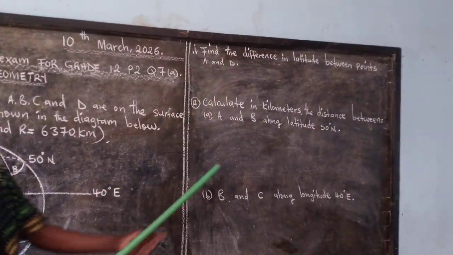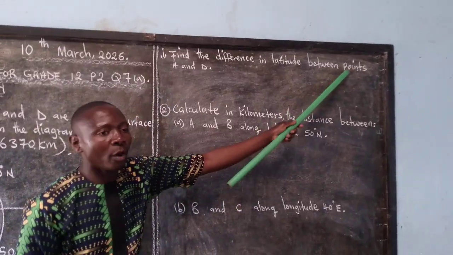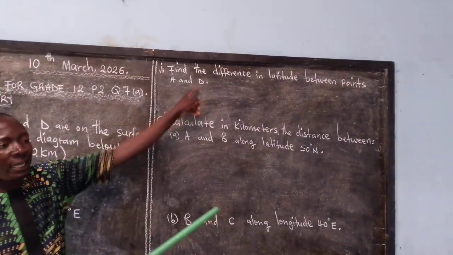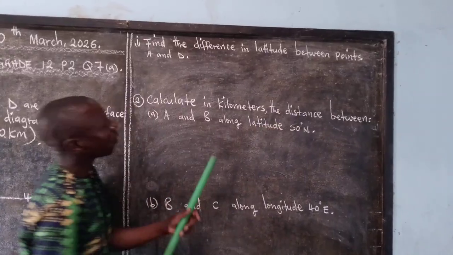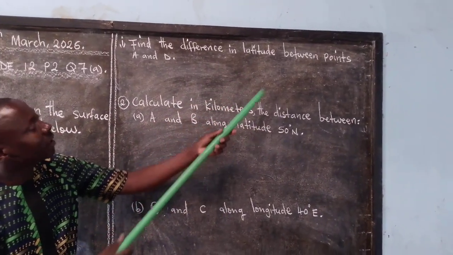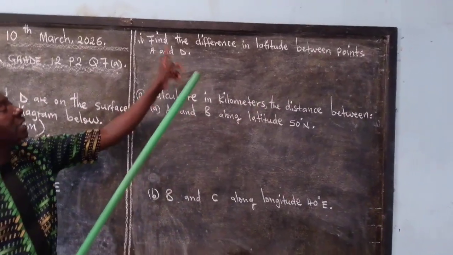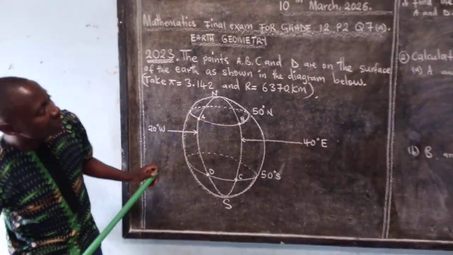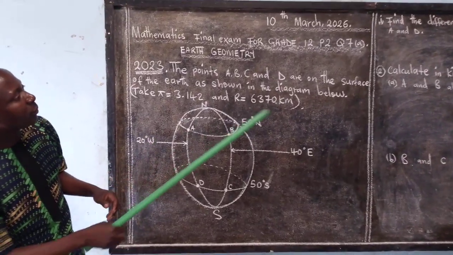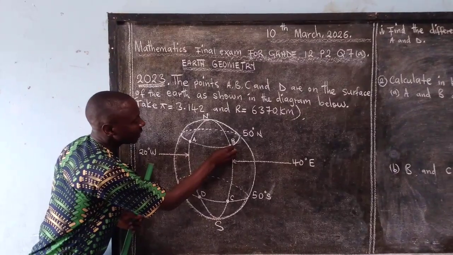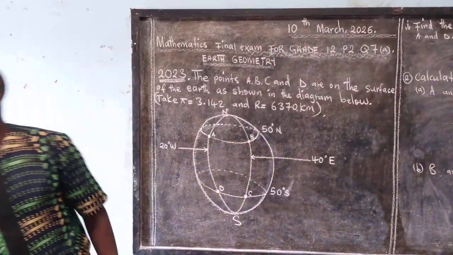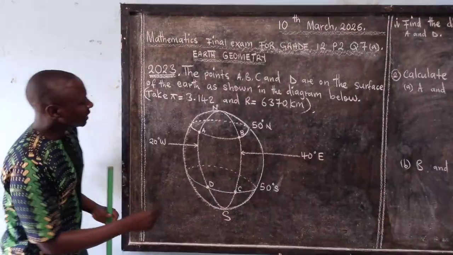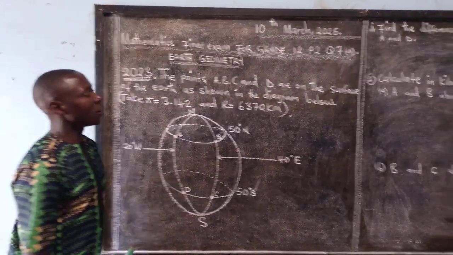Find the difference in latitude between points A and D. Let's come to the diagram here. The question says find the difference in latitude between points A and D. Stop making noise. They want the difference between A and D. So we are going to write the coordinates.